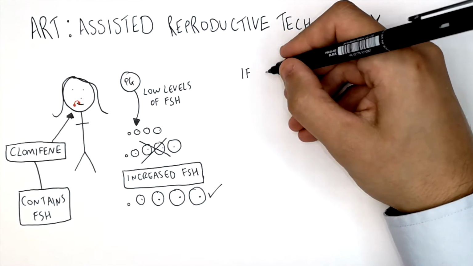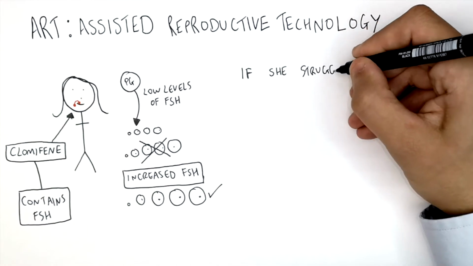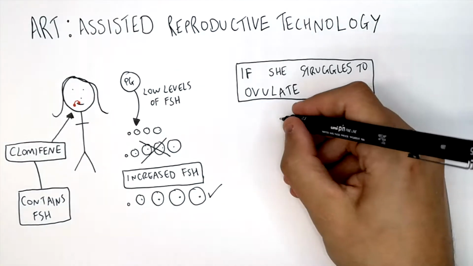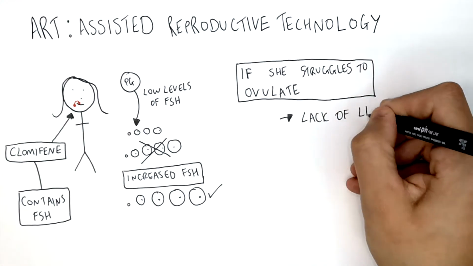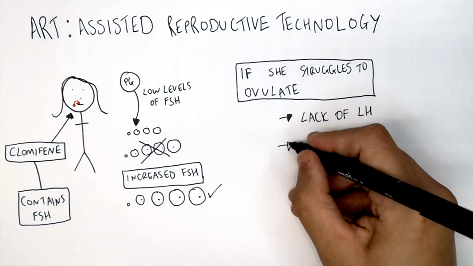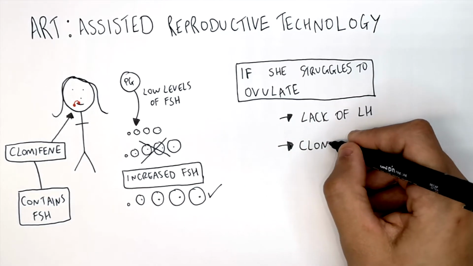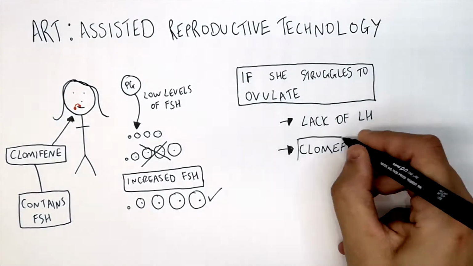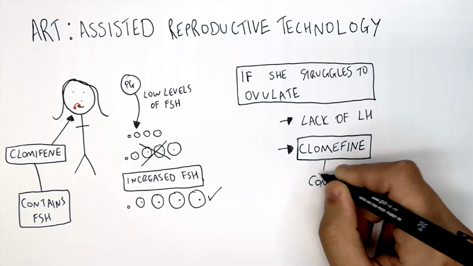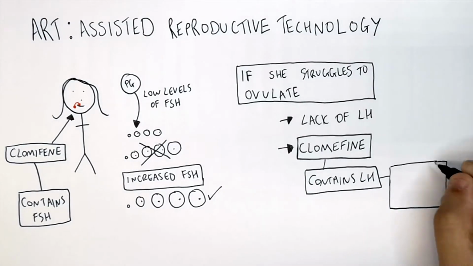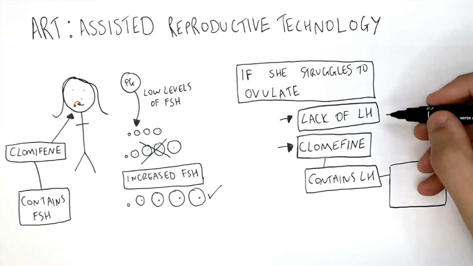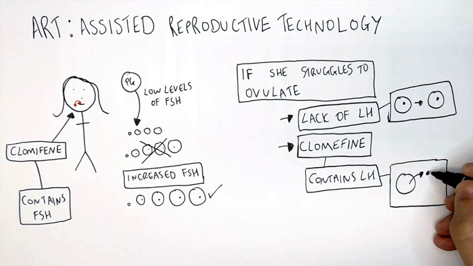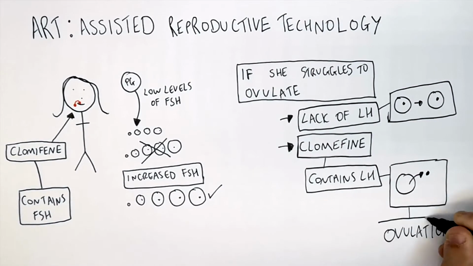If the issue is that the female struggles to ovulate, which is to release the egg from the ovary, that might be due to a lack or low levels of LH. So that means she will be given Clomifene, and Clomifene also contains LH. So where there is a lack of LH, the female will not ovulate, whereas when she is given LH via the Clomifene, the egg follicle will ovulate and release an egg for ovulation.